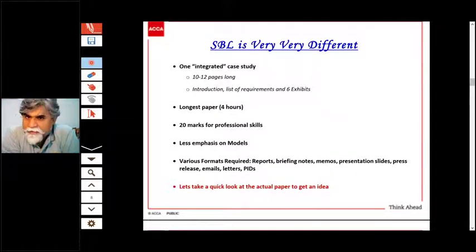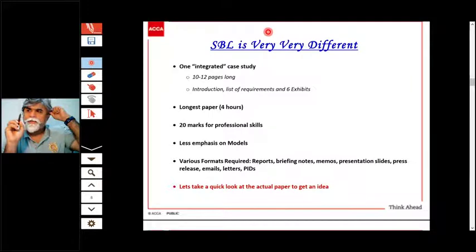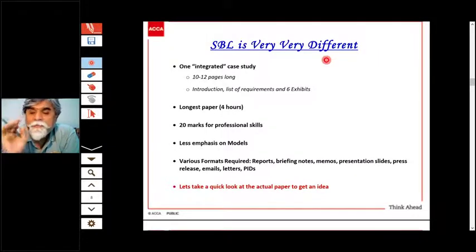Those of you who are studying SBL for the first time, you need to understand that SBL is very, very different. Most students feel that SBL is very difficult. No, it's not difficult. It is different. It is different from each and every paper you have taken in ACCA so far. You have never ever taken this type of paper. Why do I say that? So I list down those unique things which you will face in SBL only.